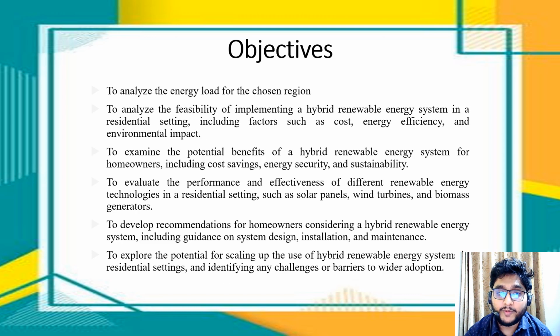The main objectives of my paper are to analyze the energy load for the chosen region; to analyze the feasibility of implementing a hybrid renewable energy system in a residential setting, including factors such as cost, energy efficiency, and environmental impact; to examine the potential benefits for homeowners, including cost saving, energy security, and sustainability; to evaluate the performance and effectiveness of different renewable energy technologies in a residential setting, such as solar panels, wind turbines, and biomass generator; to develop recommendations for homeowners considering a hybrid renewable energy system, including guidance on system design, installation, and maintenance; to explore the potential for scaling up the use of hybrid renewable energy systems in residential settings, and identifying any challenges or barriers to wider adoption.